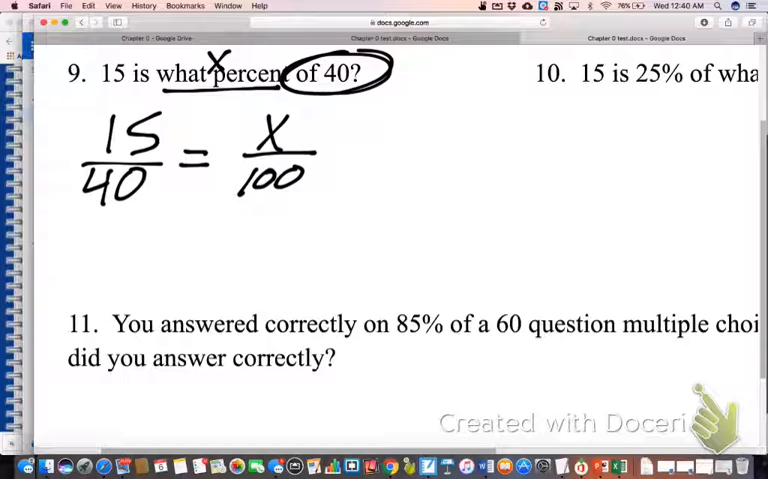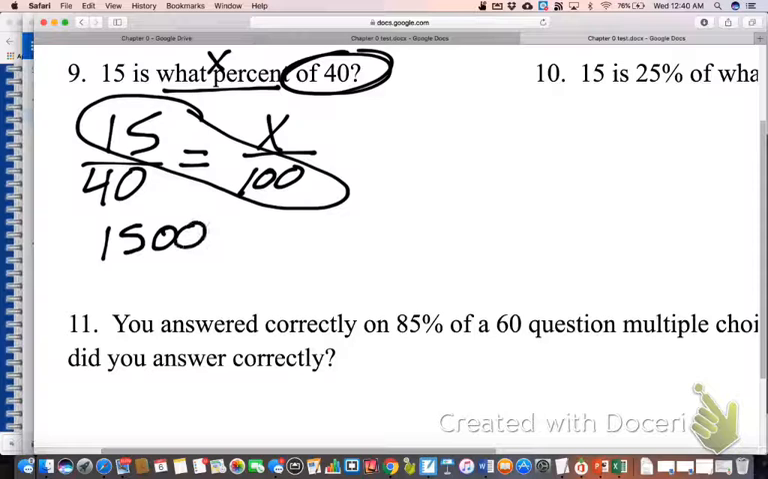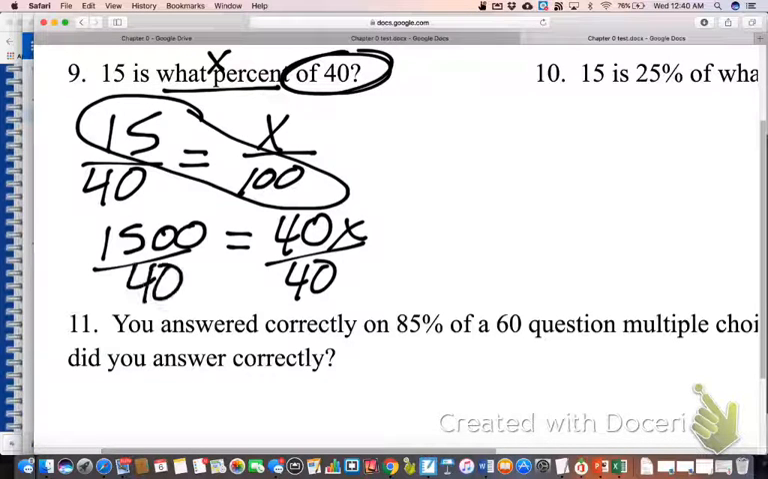which means that 15 is going to go there in the top. So if I cross multiply, 15 times 100 is 1500. And then 40 times X is 40x. Then I'm going to divide both sides by 40. If I do 1500 divided by 40, I end up with 37.5. So that means it's going to be 37.5%.